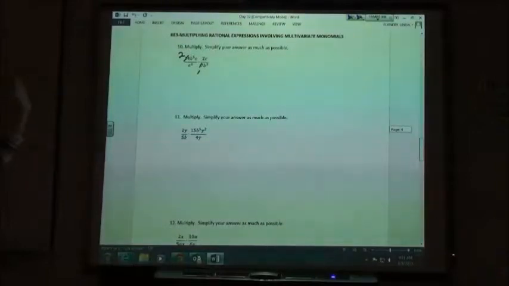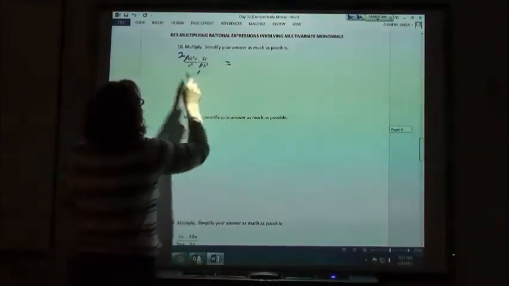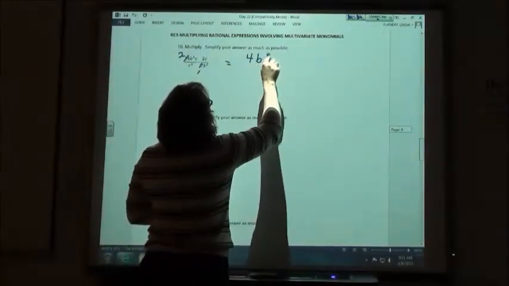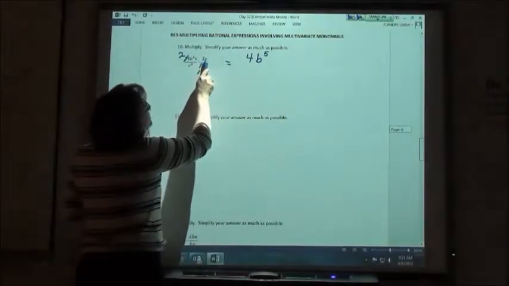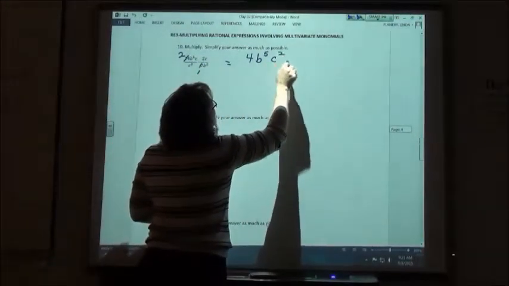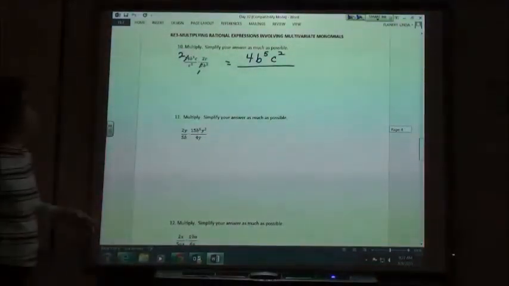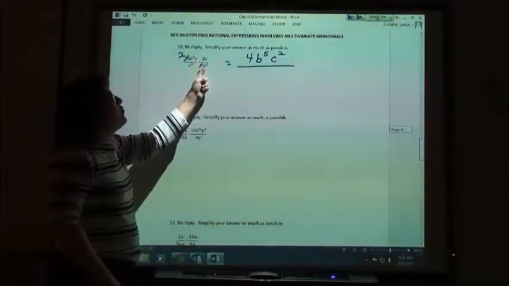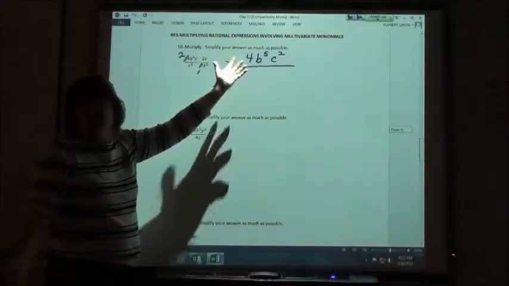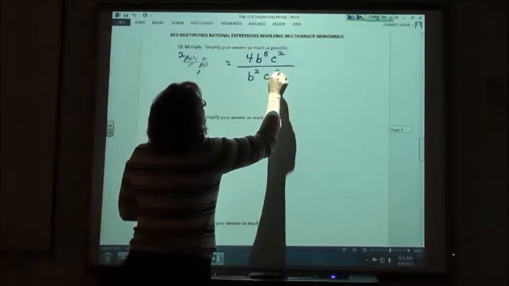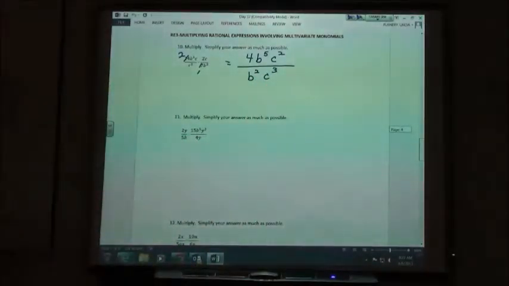I'm then going to go ahead and multiply the top together and multiply the bottom together. And so on the top, 2 times 2 is 4. I've got a b to the 5th, and then I've got a c times another c, so that would be c to the 2nd power. On the bottom, I've got a c to the 3rd and a b squared, but because I like to line them up because I'm going to cancel, I'm going to switch them around and put the b squared first and the c to the 3rd, so they're in alphabetical order. Not that you have to do that, but it just makes it easier to see what you're doing.